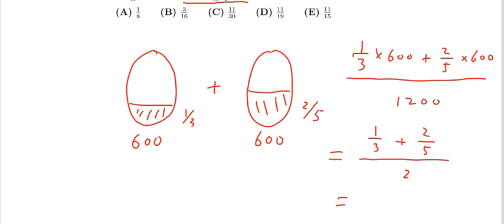So we just multiply by 15, right? So here is 30. Here multiply 15, 5. This multiply 15, 6. So this equal like 11/30.